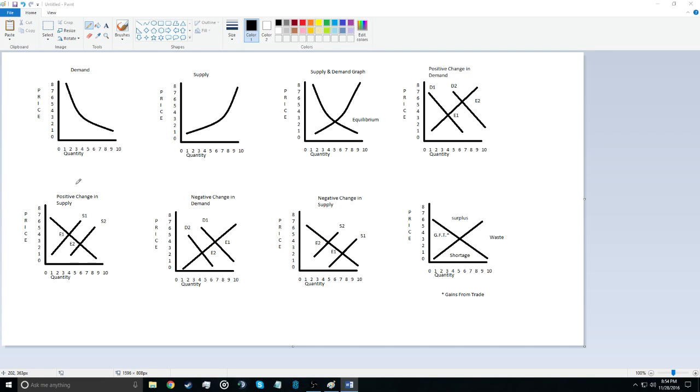Moving down in the bottom left corner, we can see a positive change in supply. Again, let's say you make model cars or something like that, and you make 4 model cars and you sell them at $4 each. Because then you don't have a surplus of model cars if you sell it at a lower price, and you don't have a shortage if you sell it at a higher price, stuff like that.